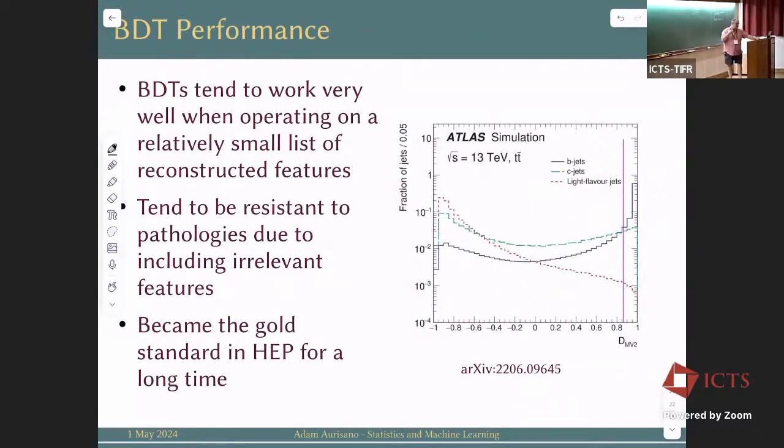BDTs tend to work extremely well when operating on a relatively small list of reconstructed features. Right, so anytime you have a handful of features that you want to try to make a classifier for, a BDT is almost always the thing you should try. They almost always work best. So this is an example from Atlas. These are still in wide use now. They tend to be resistant to pathologies due to including irrelevant features. So if you put a feature into your training that just doesn't work very well, the algorithm just tends to ignore it, and it doesn't bother anything. And this became the gold standard for quite a long time.